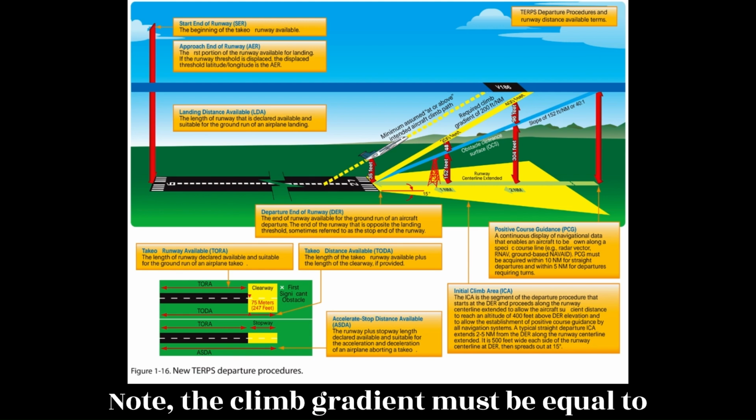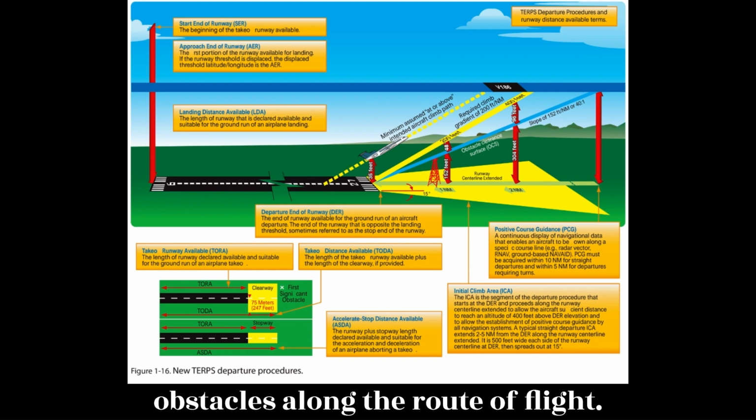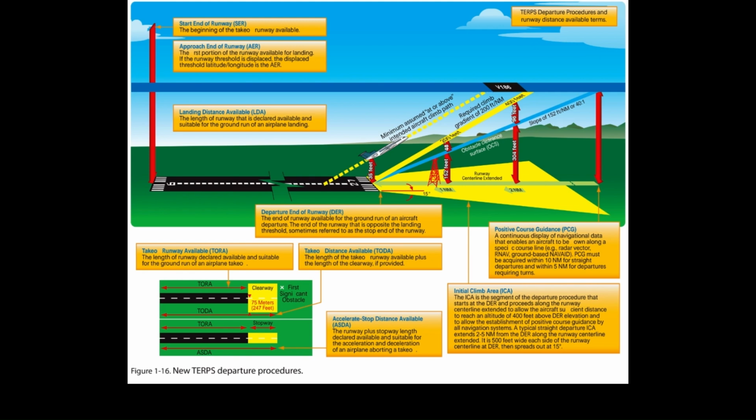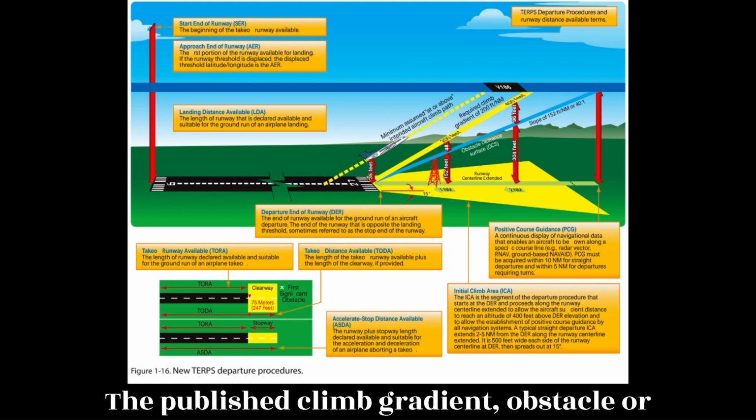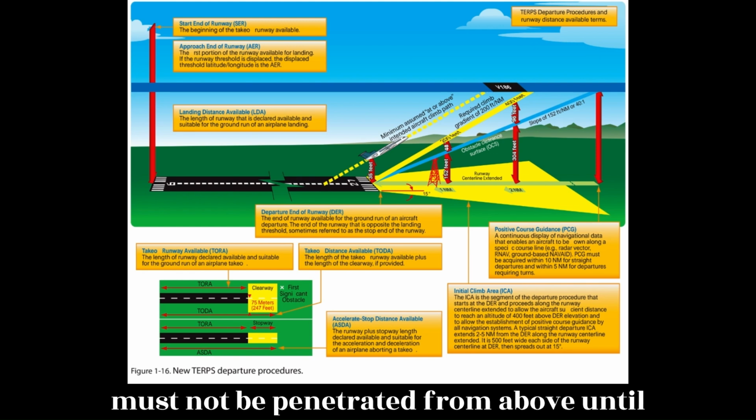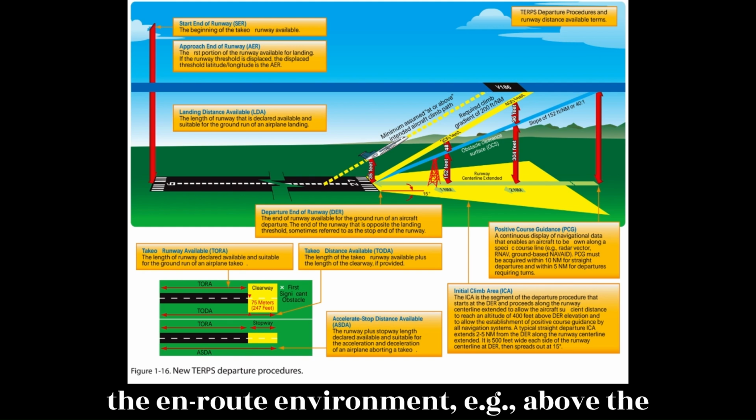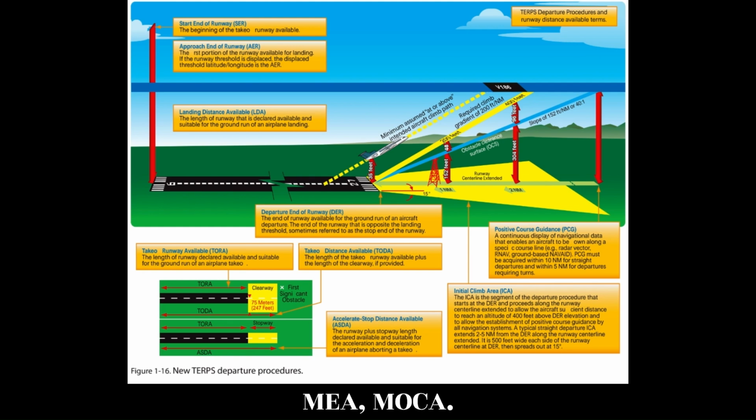Note, the climb gradient must be equal to or greater than the gradient required for obstacles along the route of flight. The published climb gradient, obstacle or otherwise, is treated as a plane which must not be penetrated from above until reaching the stated height or has reached the en route environment, e.g., above the MEA, MOCA. End of page 1-17.